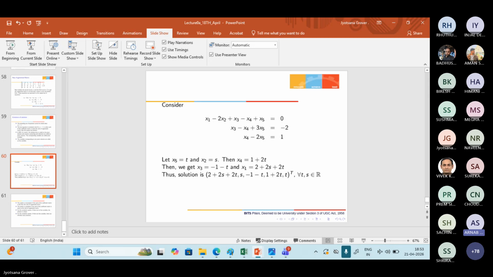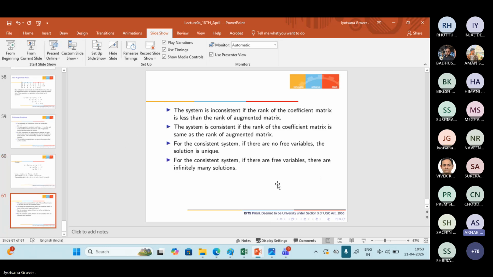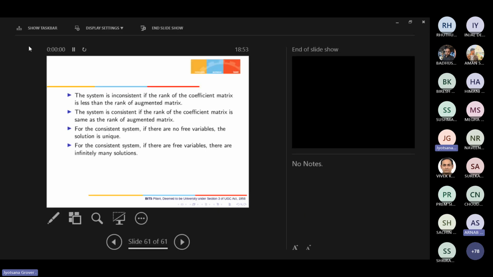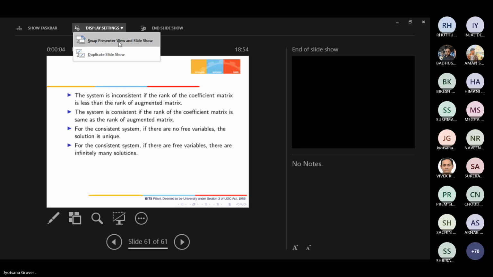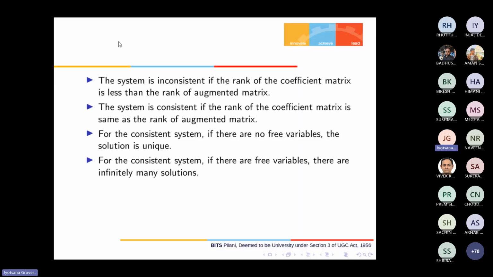Ma'am, can you repeat the three statements once again, which you told us to note down? Sure, then we will write it down. Maintain one consistent notebook for math. Can you see the screen? Yes, ma'am.